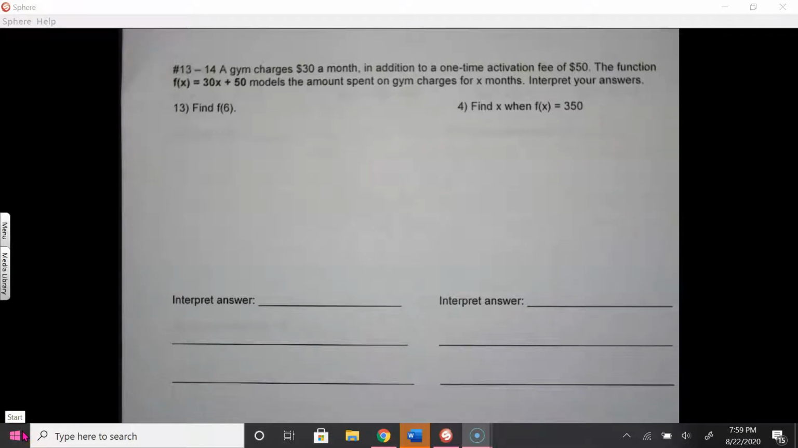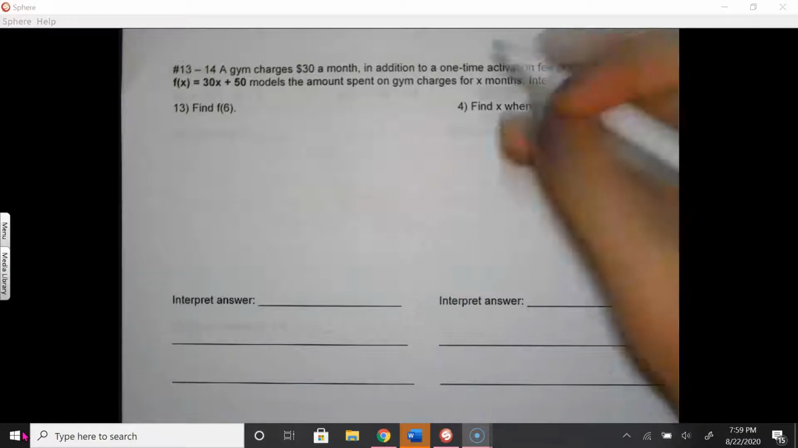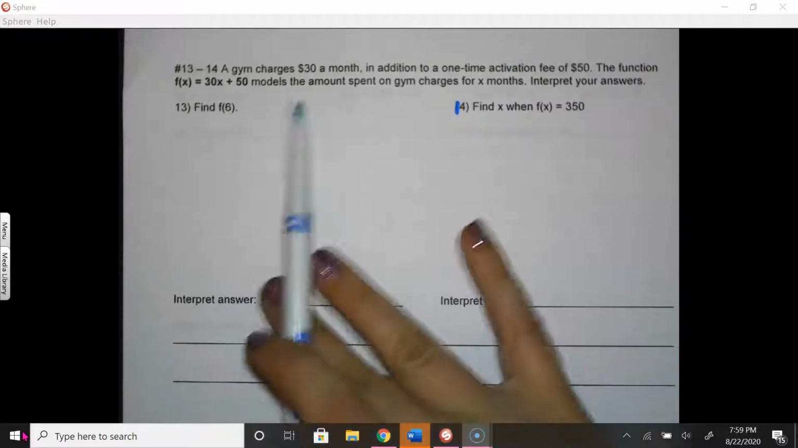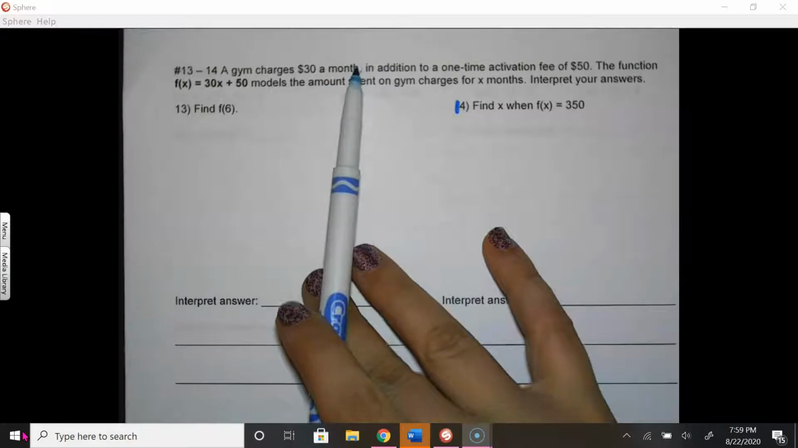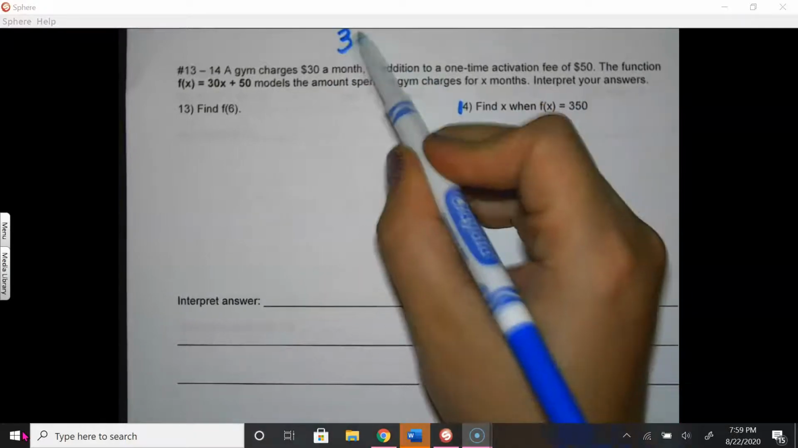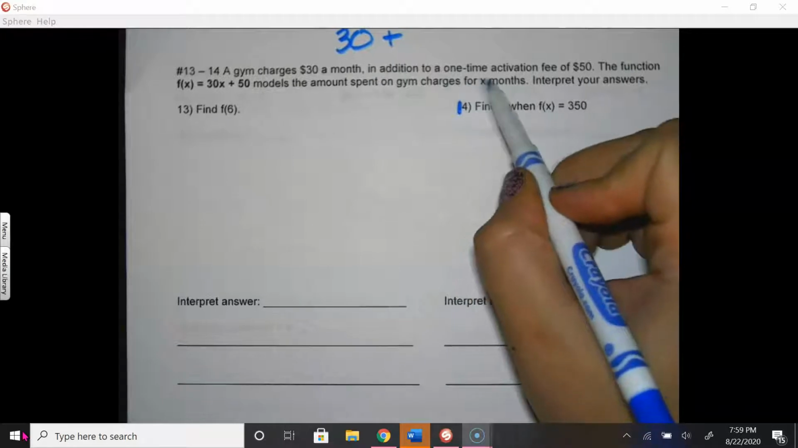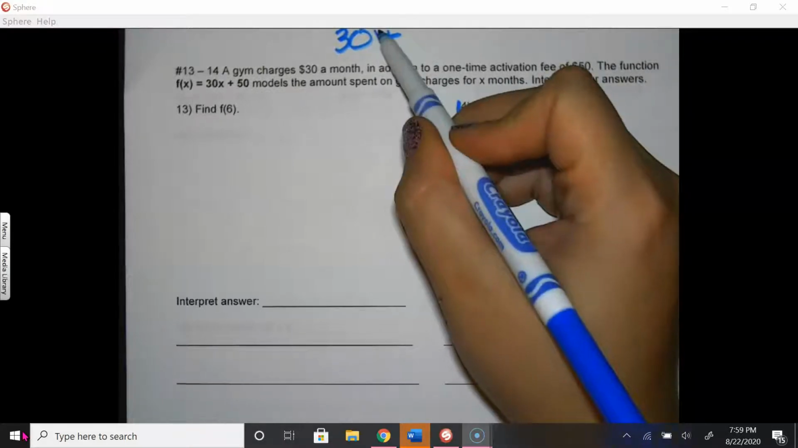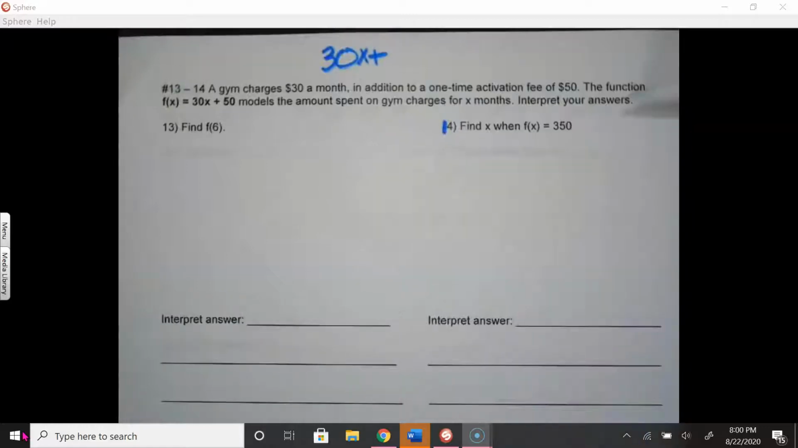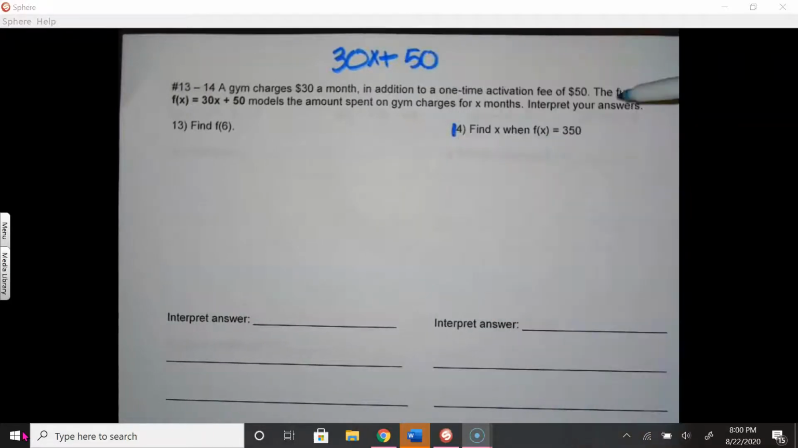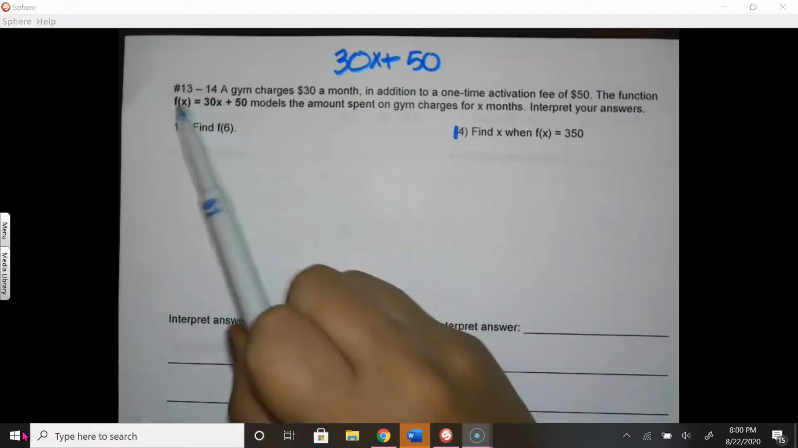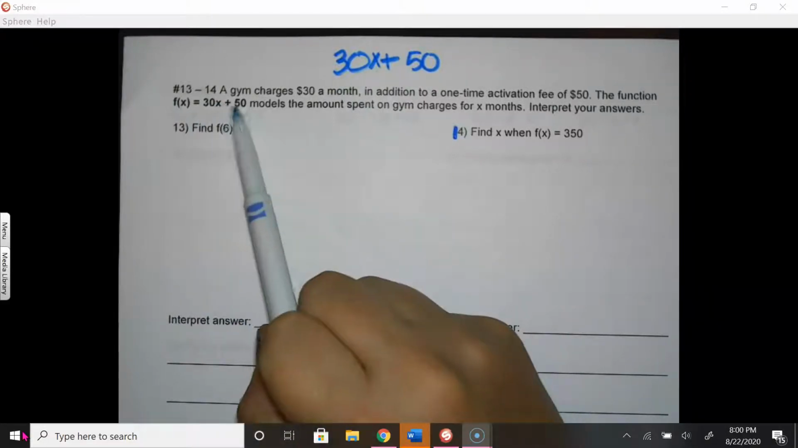Okay, these next two examples talk about how to use function notation in more of an application problem, making sure we know how to explain it with a real life context. If we take a look at example 13 and 14, it says that a gym charges $30 a month, plus a one-time fee. So let's say x is the month, so every month it's $30, and a fee of $50. They gave us the function f of x equals 30x plus 50.